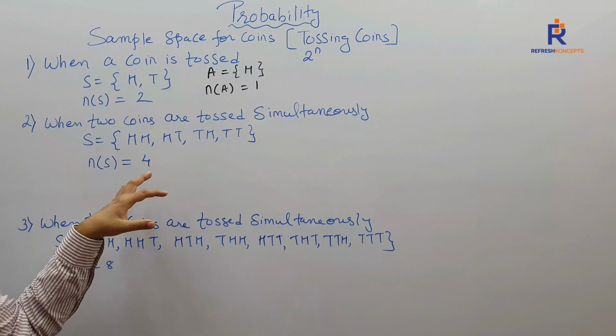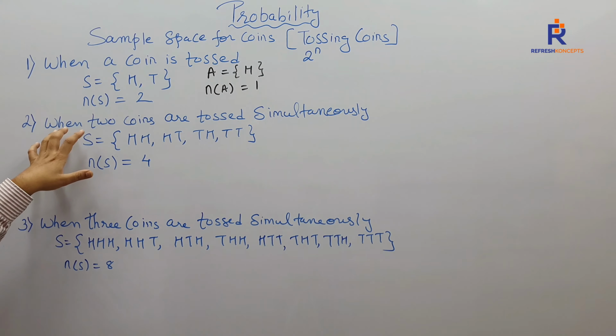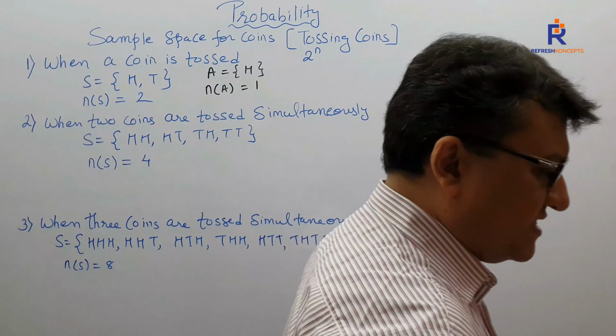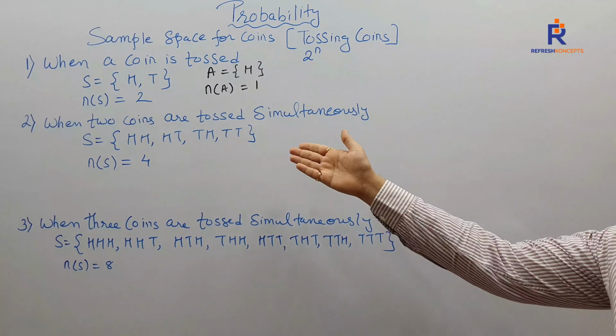Let's see what could be the probable events we can get in the second one. When 2 coins are tossed simultaneously, the sample space is given by HH, HT, TH and TT, and n of S is 4. Now children, kindly pay attention to these events. Please pay attention. Let A be the event of getting exactly 2 heads.